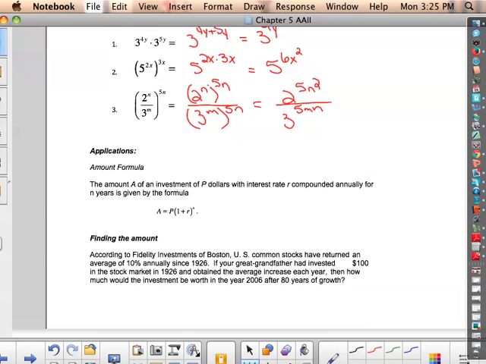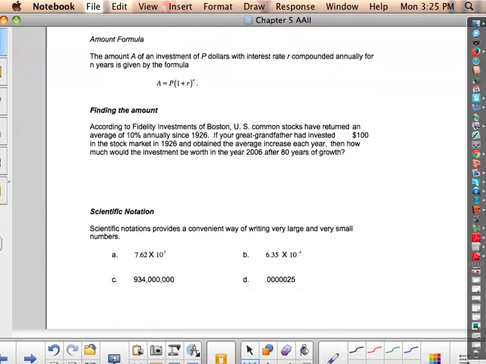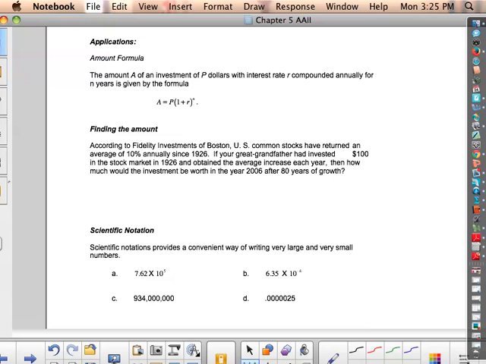In an application of exponents, we have the amount of an investment P, where P is dollars, with an interest rate R, compounded annually for n years, is given by this formula: A is equal to P times 1 plus R raised to the n. So the problem says finding the amount.